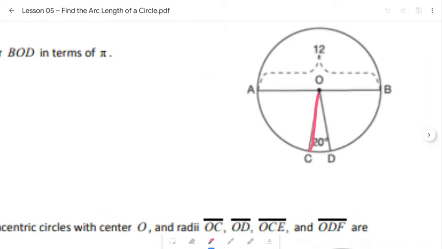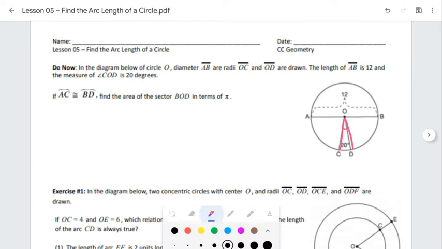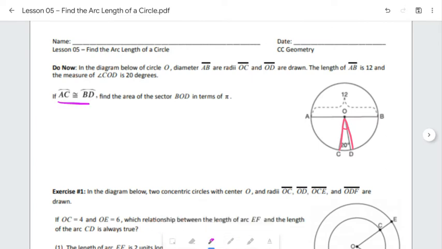So remember, we're talking about the angle COD. This 20 degrees is in that little nook up here. It's also telling us that our two arcs, AC and BD, are congruent. So this here, AC and BD, are congruent. Now we want to find the area of the sector BOD.